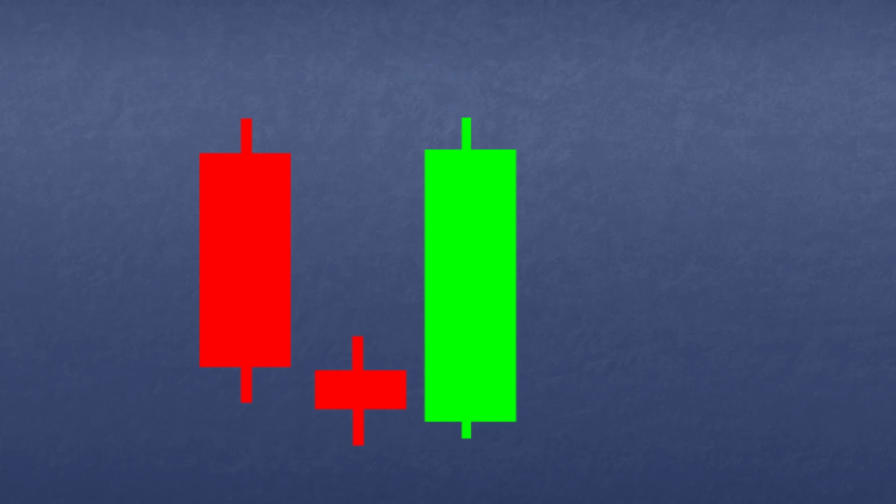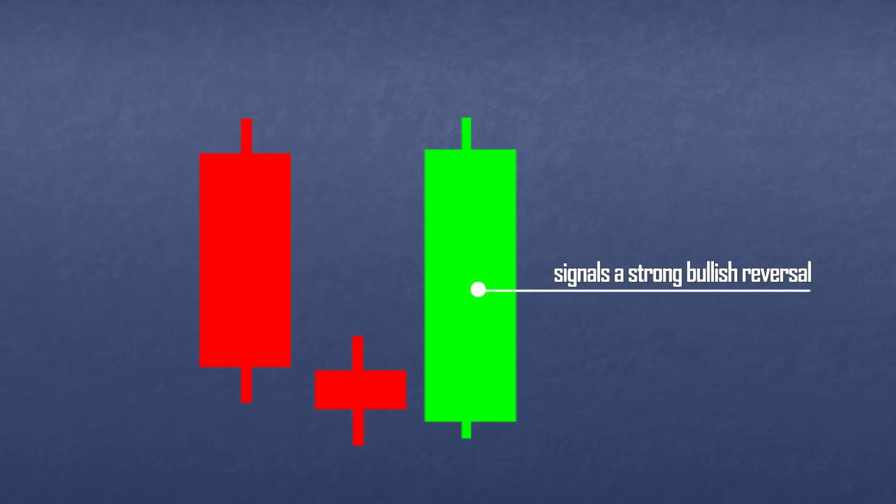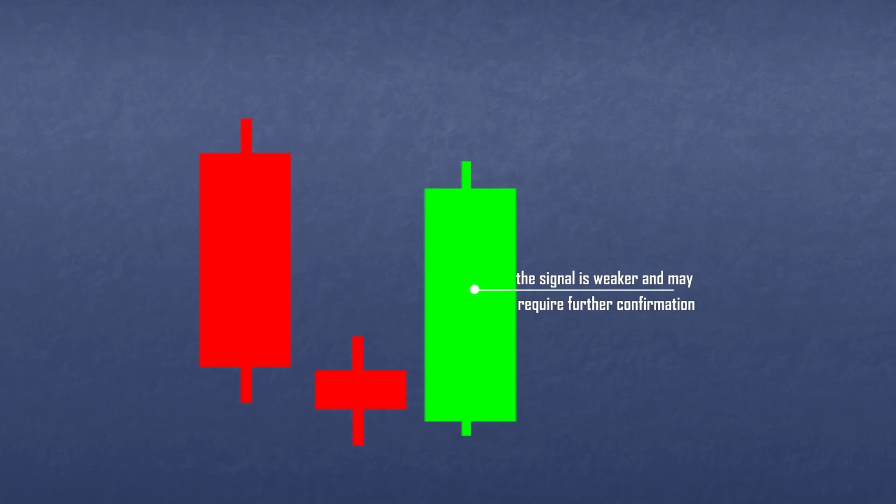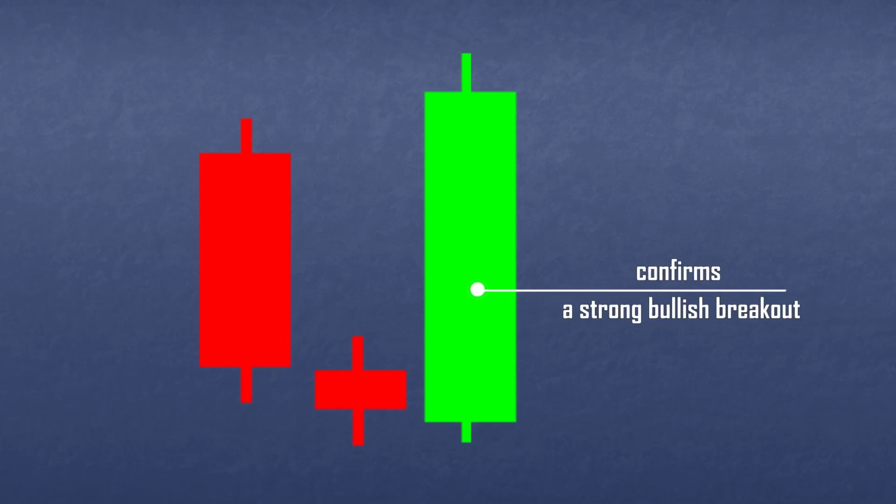Strength of the pattern. If the third green candle is equal in size to the first red candle, it signals a strong bullish reversal. If the third candle is smaller, the signal is weaker and may require further confirmation. If the third candle closes above the first red candle's high, it confirms a strong bullish breakout.